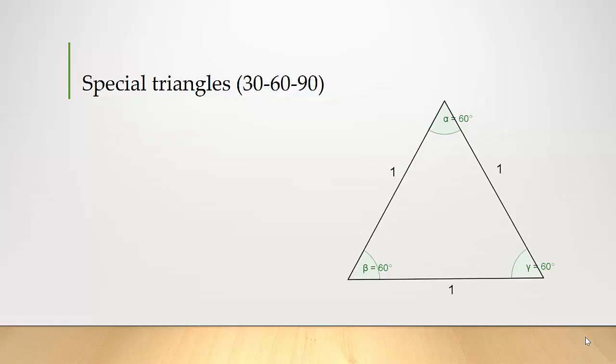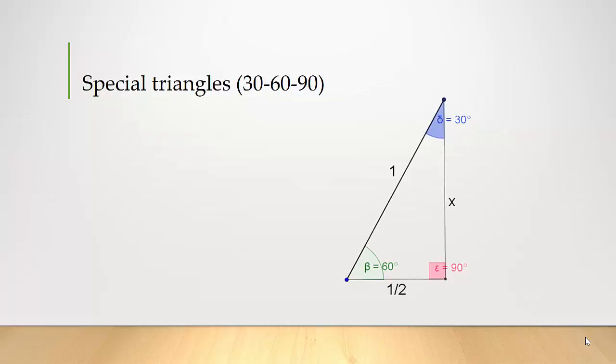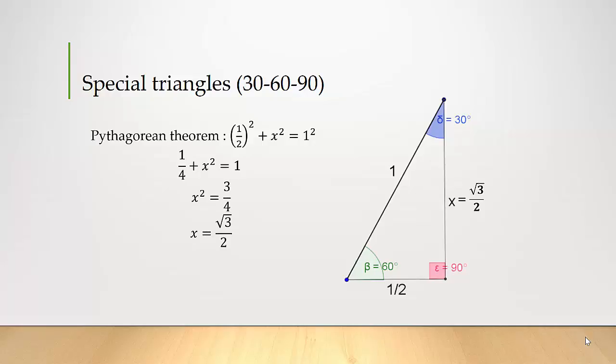Another special triangle is the 30, 60, 90 degree triangle. We get this by taking an equilateral triangle having side lengths of 1, all of equal length. And if I imagine cutting this triangle in half, then I've bisected the 60-degree angle to create a 30-degree angle. I could think of this triangle by itself, and now I have a hypotenuse of 1, one side length of a half, and an unknown length x. Again, I'll use the Pythagorean theorem to solve for x, isolating x by itself, taking the square root, and I get a side length of the square root of 3 over 2.